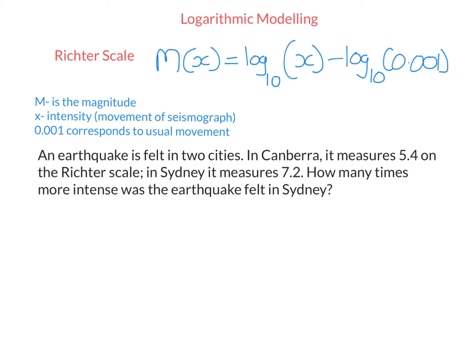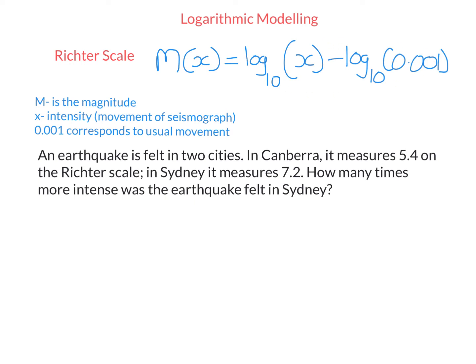Earthquake felt in 2 cities, Canberra 5.4 on the Richter scale, Sydney 7.2. How many times more intense was the earthquake felt in Sydney? We're asking how many times more would the seismograph move in Sydney than it would in Canberra. So what we can do is make this a little easier to work with.